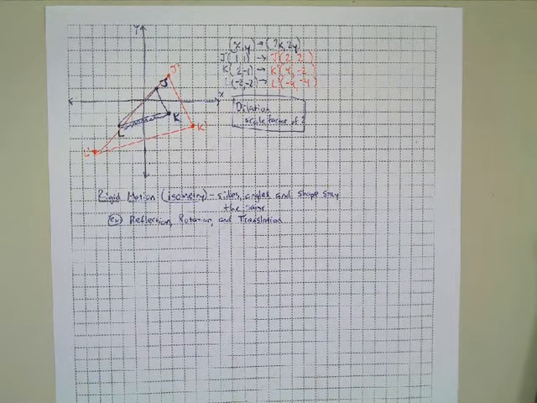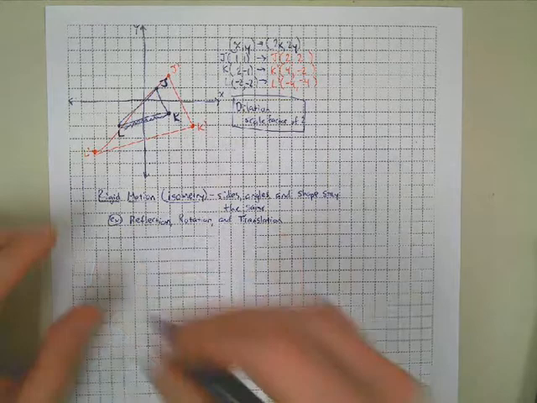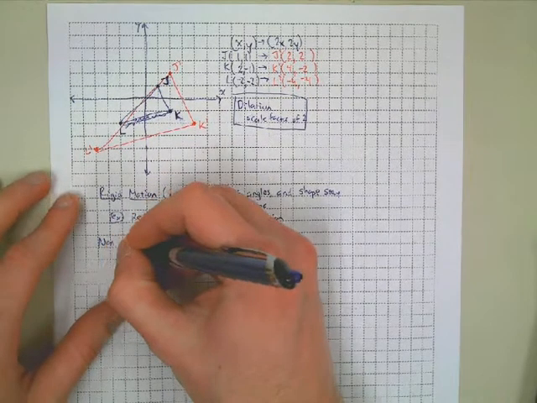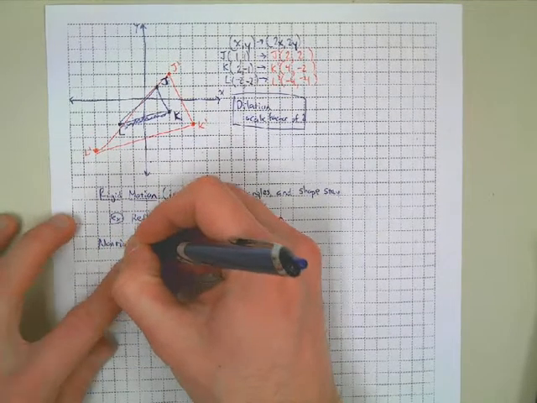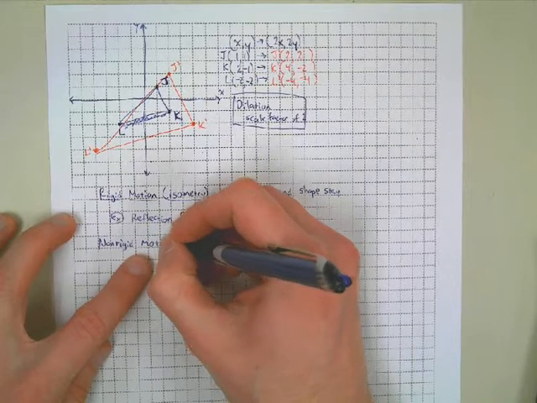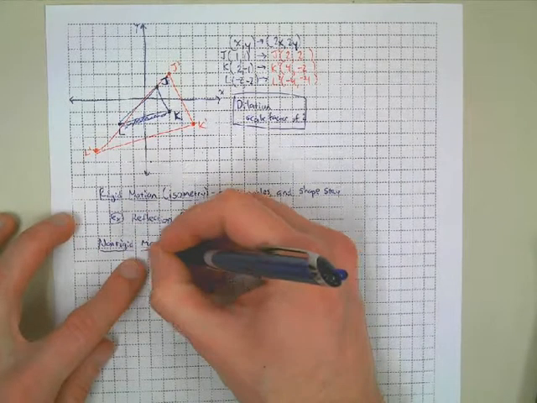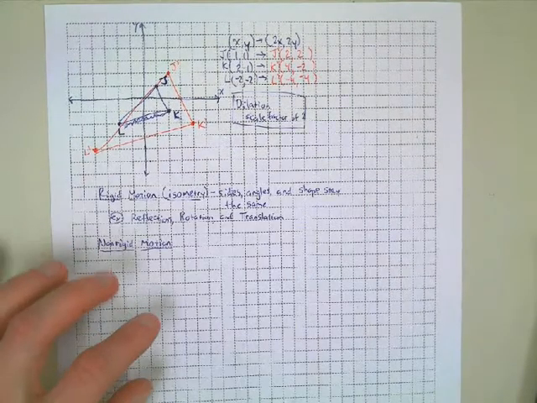And so then the other ones we call non-rigid motion. Okay, so just put the word non in front, non-rigid motion. And that means the sides, angles, or shape do not stay the same.